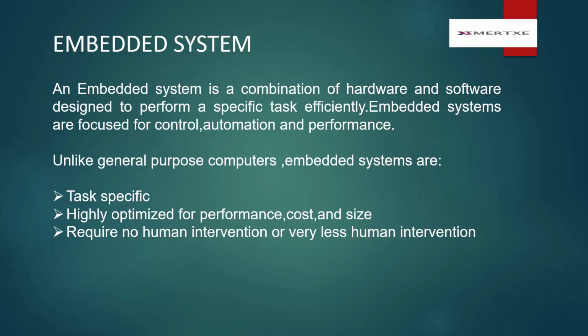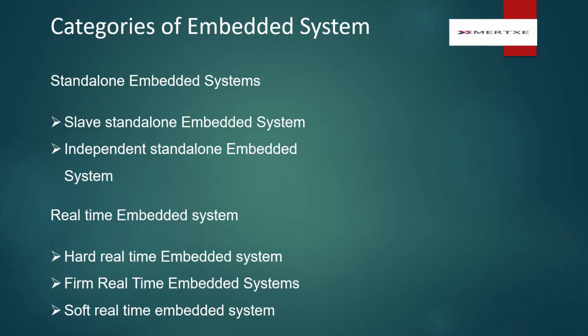Next, we can go to the categories of embedded systems: standalone embedded systems, real-time embedded systems, and networked embedded systems. Standalone embedded systems work by themselves and do not require a host system to run. In the slave standalone type, the system blindly follows the instructions given by the user. For example, the semi-automatic washing machine comes under this type.